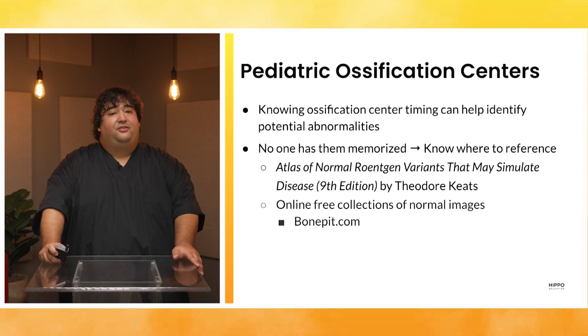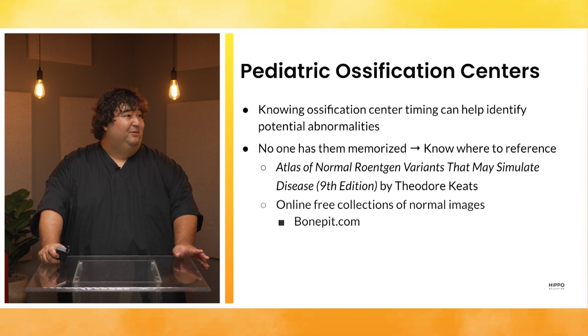Got it. And two really good references. There's a book called Keats, which has a lot of normal variants that mimic disease. It's a big, thick book. It's awesome. It's one of the first radiology books that most radiologists get when they finish their training, just because it's really useful and easy to flip through. There's also an online website called Bone Pit, which is a really good reference.